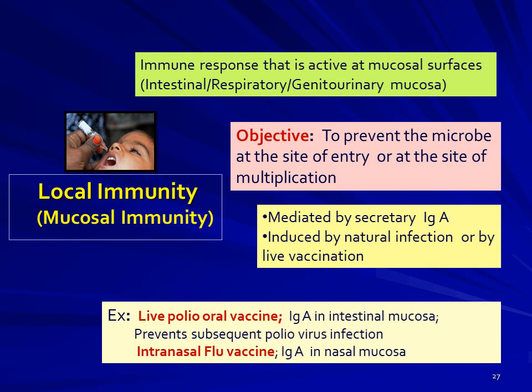And the intranasal flu vaccine against the influenza virus is given by the intranasal route. If you are able to produce IgA antibodies in the nasal mucosa, soon after the entry of the virus through the nasal mucosa, it will be trapped by the IgA antibodies and destroyed. So this is the concept of local immunity.